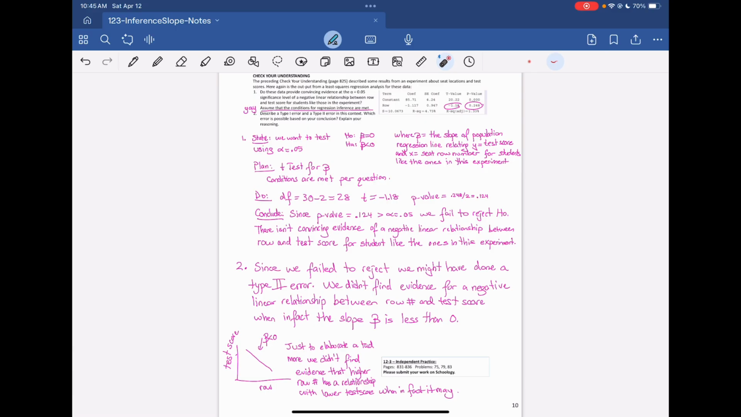This requires you to remember the types of errors, type 1 versus type 2, from a previous lesson we've learned. And you are done.